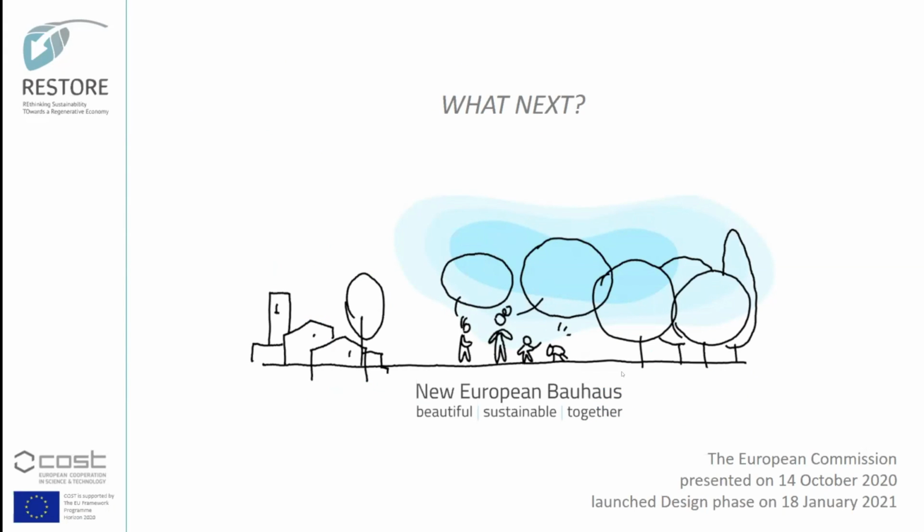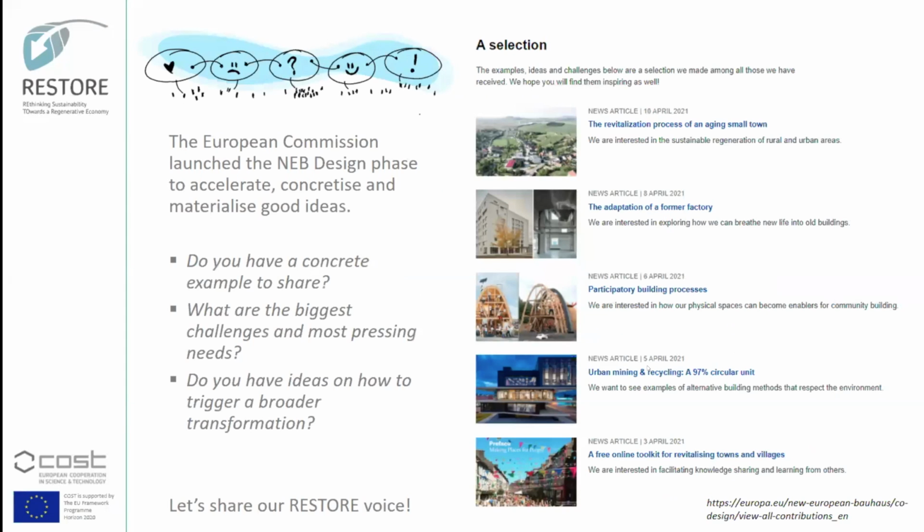And so what's next after all this work? The European Commission presented on 14th of October 2020 and launched the design phase on January 18th, 2021, the New European Bauhaus. So the European Commission in this design phase invites us to connect what is already out there, to see where and how the New European Bauhaus can accelerate, concretize, and materialize good ideas. And I believe that we have developed during our process really excellent suggestions and ideas, and our brainstorming, which is not even written in booklets, shows a large variety of motivation to live in a better world.